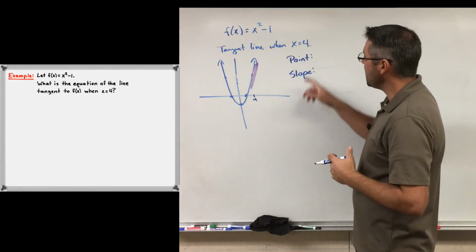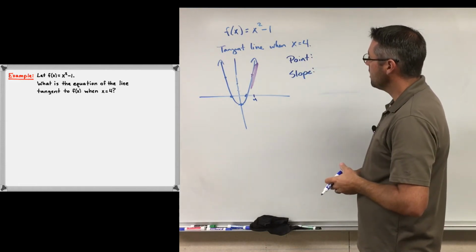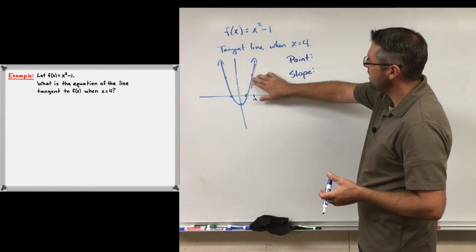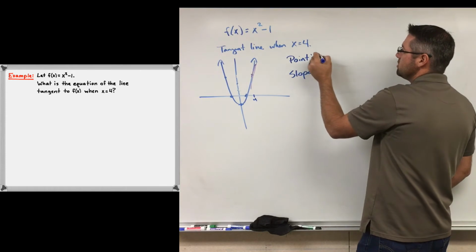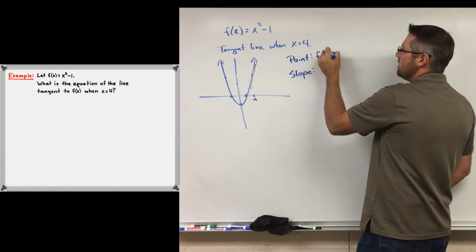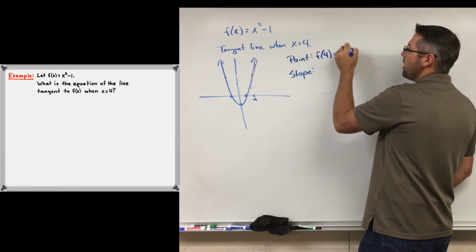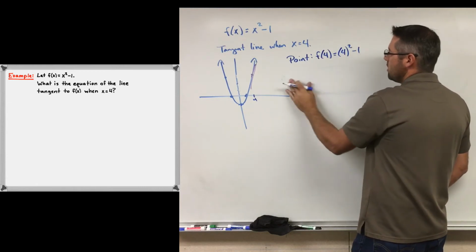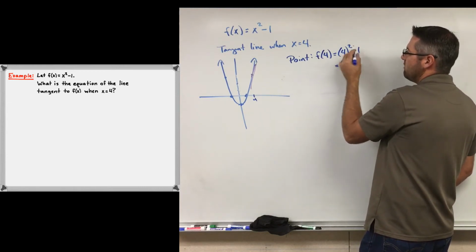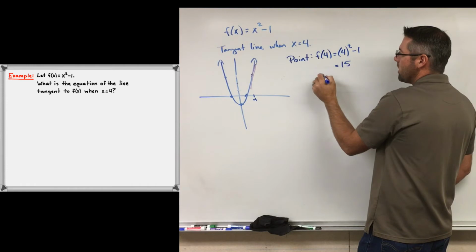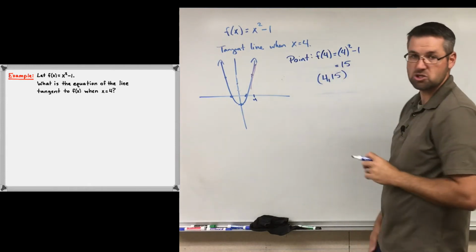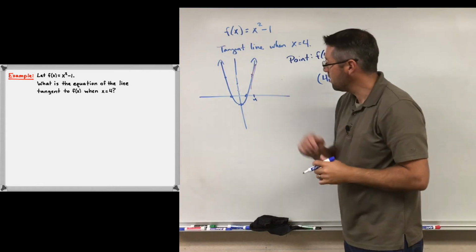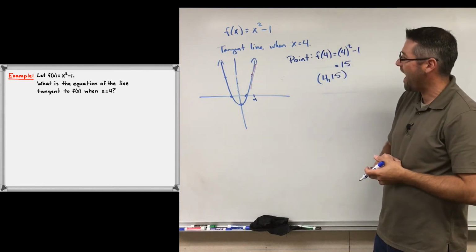We know that the x value is 4, so it's pretty easy to find the point. All we have to do is plug 4 into that function. So f of 4 is equal to 4 squared minus 1, which is 15. So the point is 4 comma 15. That's what we're starting with, the point that we want to be tangent to the curve at.